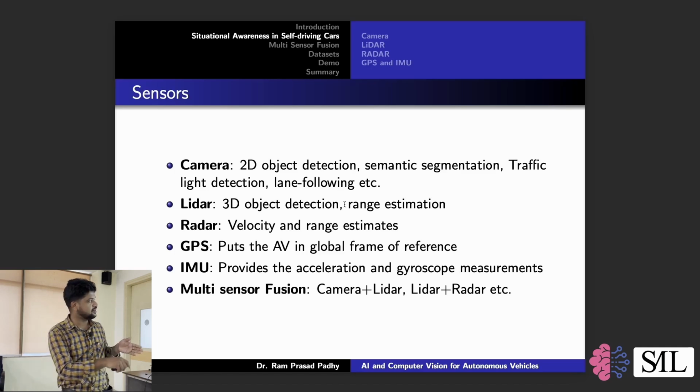But you will see that we will not cover all the tasks that are there in camera, because those are not required. Only the tasks where camera fails miserably, that is where the LiDAR will come into picture. Okay. Then comes the radar, where we will get the velocity and range estimates.